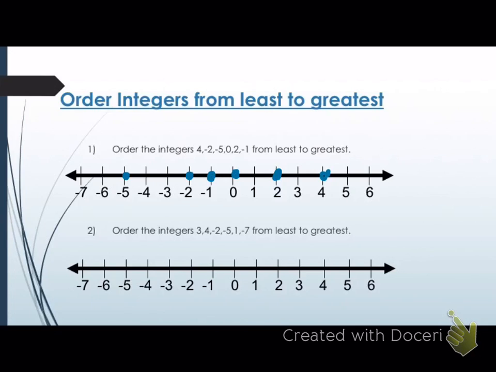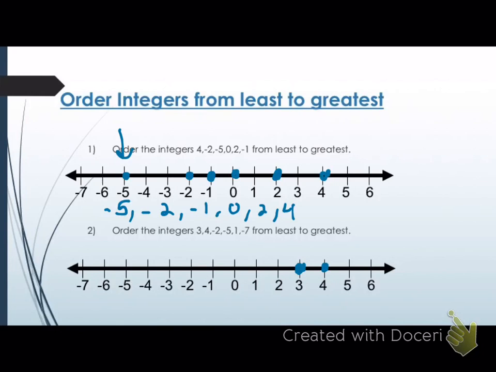Now, which one's on the left? Obviously, -5. So that one is the first one from least to greatest, -5. Next one is -2, -1, 0, 2, and 4. Congratulations, that's least to greatest. Let's look at the second one. We have 3.